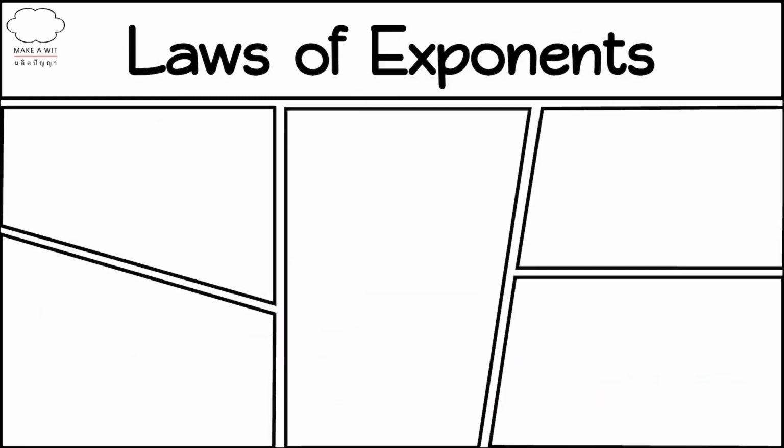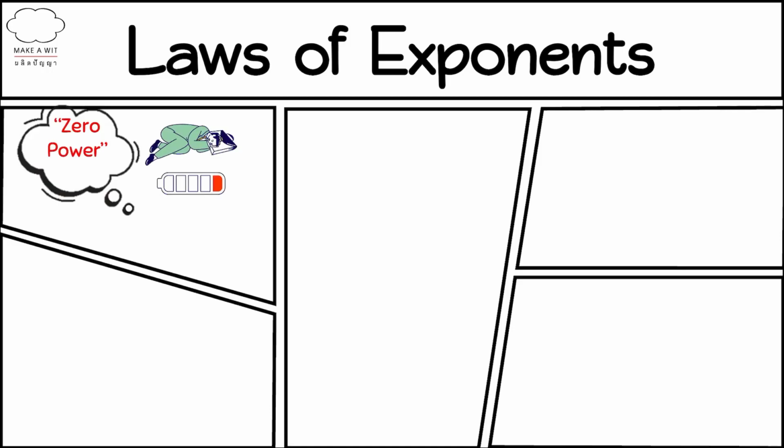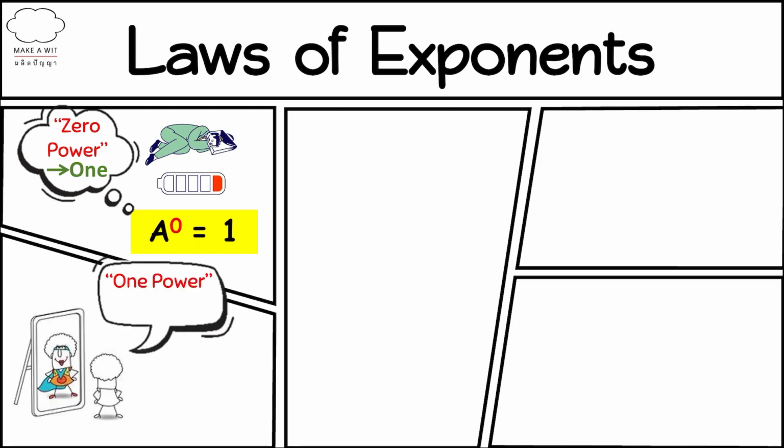Laws of exponents. Last clip, we also learned about laws of exponents so that we can operate them, right? So let's see. First one, 0 power, remember, equal 1. 0 power equal 1. Now, a to the power of 0 equals 1. Very good. Next, 1 power is actually the same. It remains the same, just like you look into the mirror here. Okay, so a to the power of 1 equals base number.